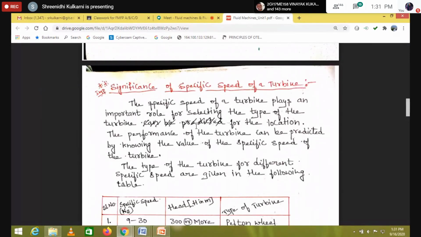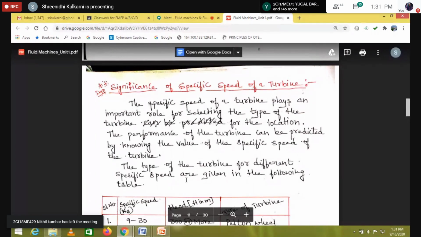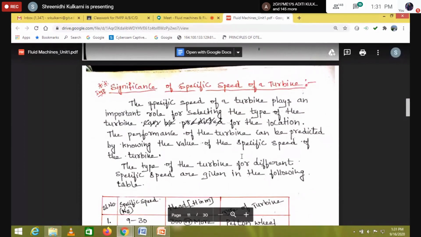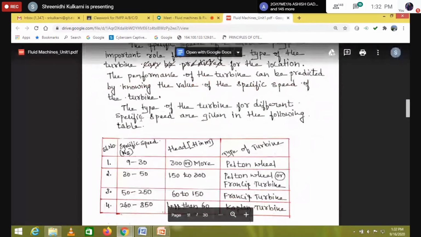Suppose you want to construct your own power generating house. It is highly impossible, because for this a certain distance is required. Distance is nothing but head. For that particular head, we can see the distance is very high. That's why the performance of any turbine can be predicted by knowing the value of the specific speed of the turbine. So here we can show the table.